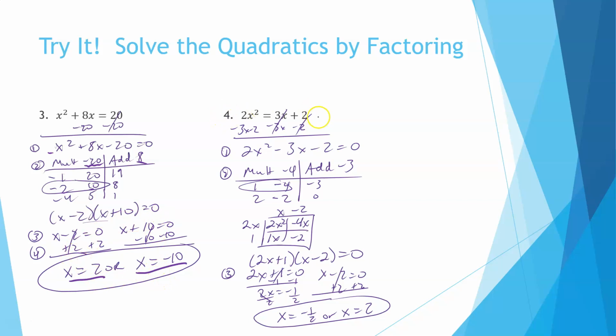Number 4 was a couple steps more tricky. We had to move 2 things to the left, so subtract 3x, subtract 2. I get 2x squared minus 3x minus 2 equals 0. And now in order to figure out the factoring, I multiply a times c, and I get multiply to negative 4, still add to negative 3, came up with 1 and negative 4. First term upper left, last term lower right, these 2 with x's on the diagonal. When I factored out the GCFs, I got 2x plus 1 and x minus 2 as my 2 factors. Took both those factors, set them equal to 0. My final answer was x equals negative 1/2 or x equals 2.